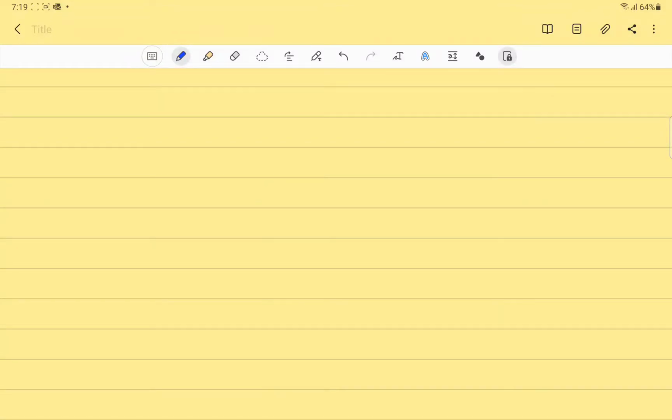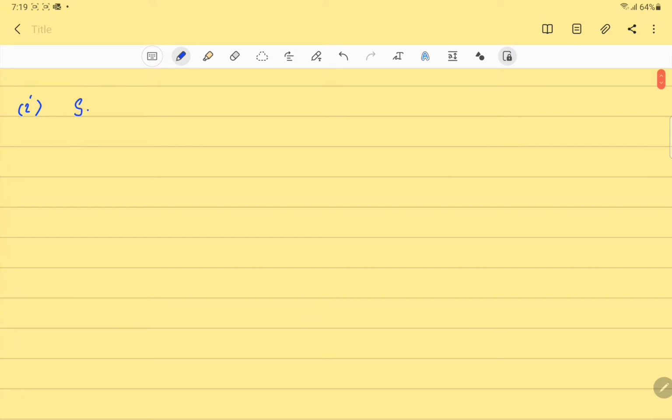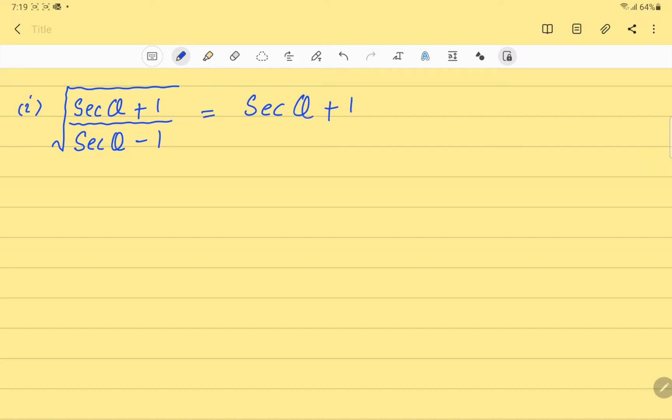Today we are going to verify trigonometric identities. So let's go for it. Our first question related to this is: square root of (secant theta plus 1 over secant theta minus 1) is equal to secant theta plus 1 over tangent theta.